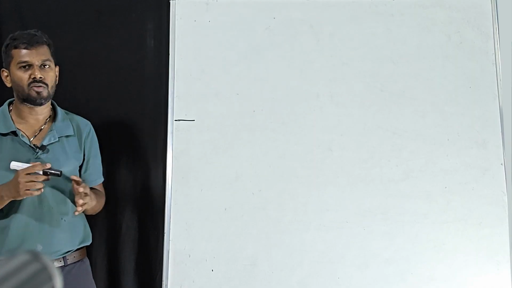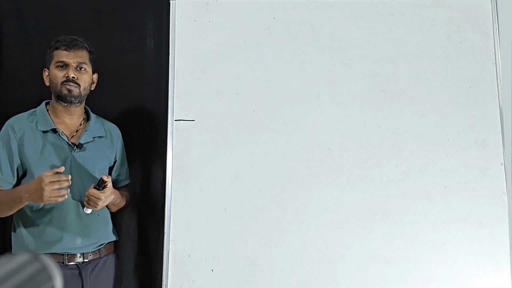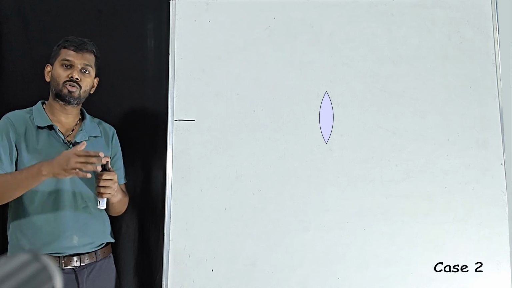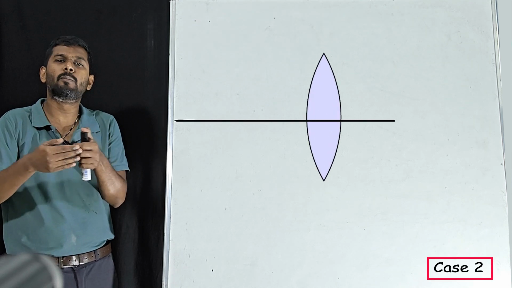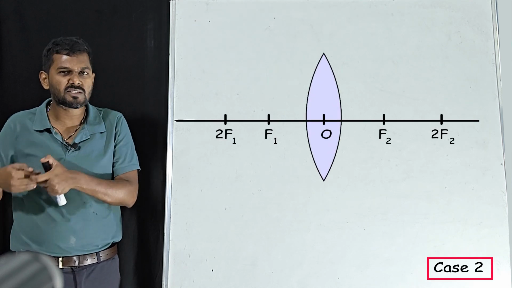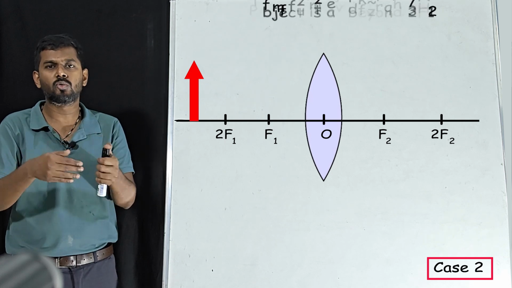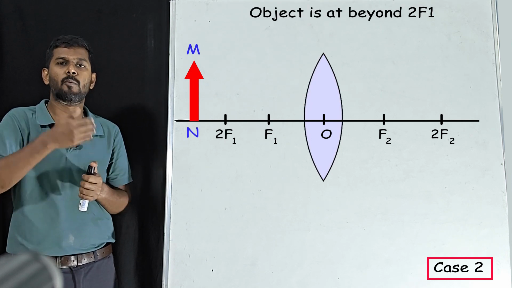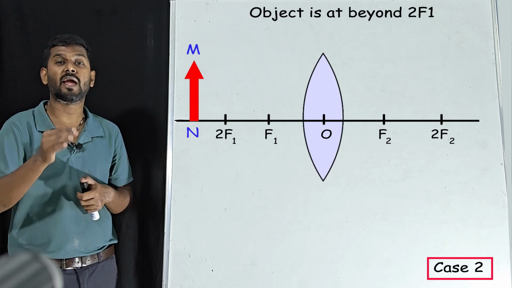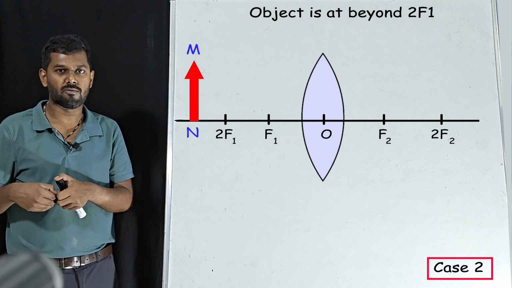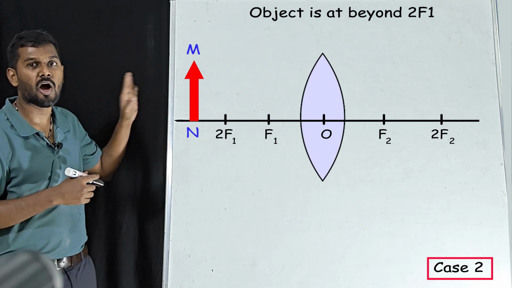Our next case in convex lens. So now the object position is not too far, it is just beyond, just next to 2f1, that is, we consider it as beyond 2f1, not behind, beyond 2f1. Now you can see the object.